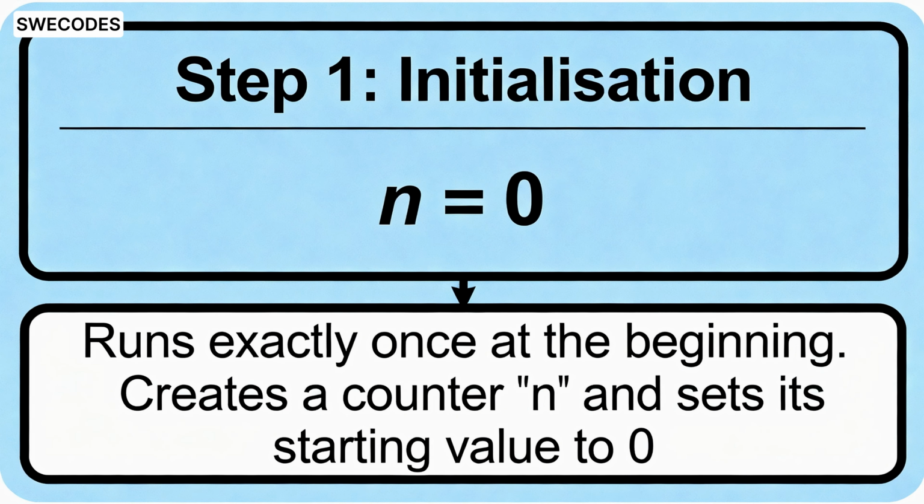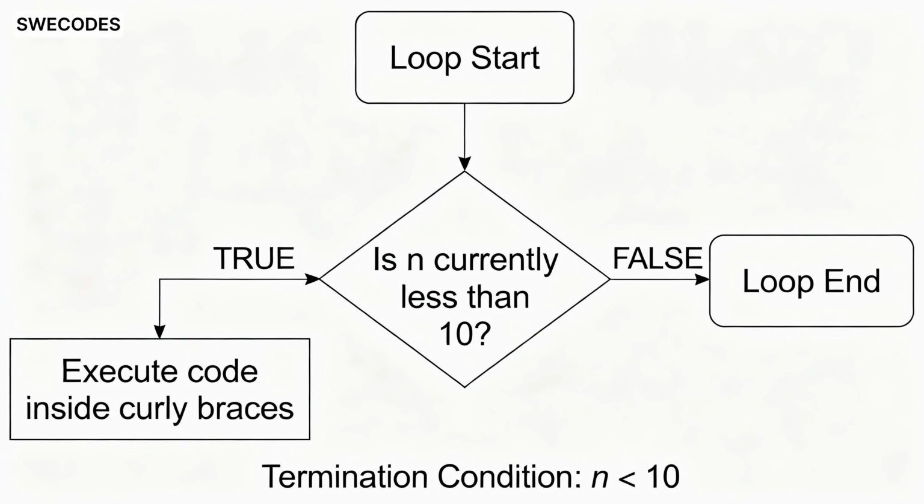Step 1. The initialization. The first part, n equals 0, is the initialization. This statement runs exactly once at the very beginning. We're creating a counter, n, and setting its starting value to 0. Step 2, the termination condition. The second part, n less than 10, is the termination condition. This is the gatekeeper. Before every single loop, the program checks this condition. It asks a simple question. Is n currently less than 10? If the answer is true, the code inside the curly braces runs. If it's false, the loop stops completely, and the program moves on.